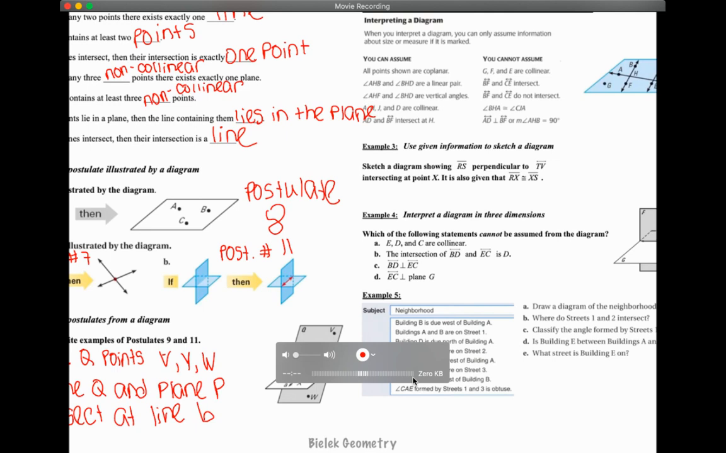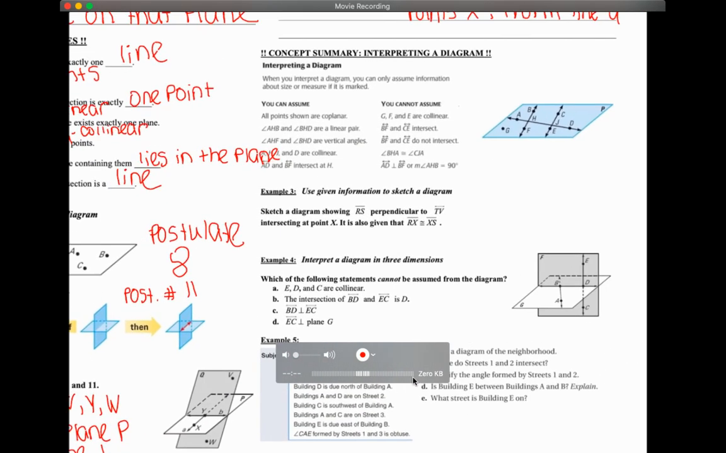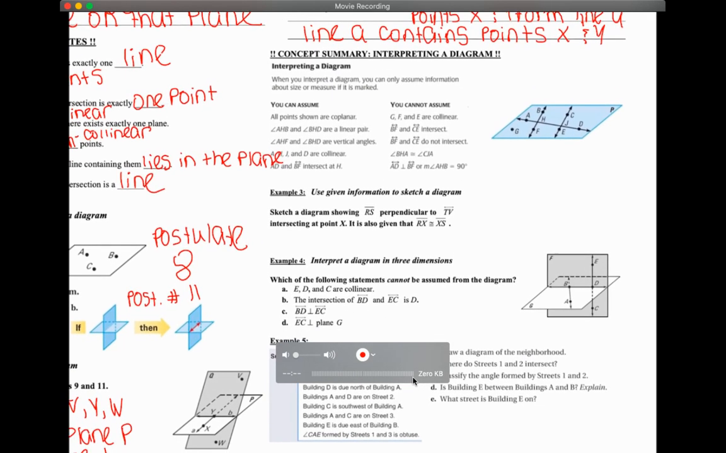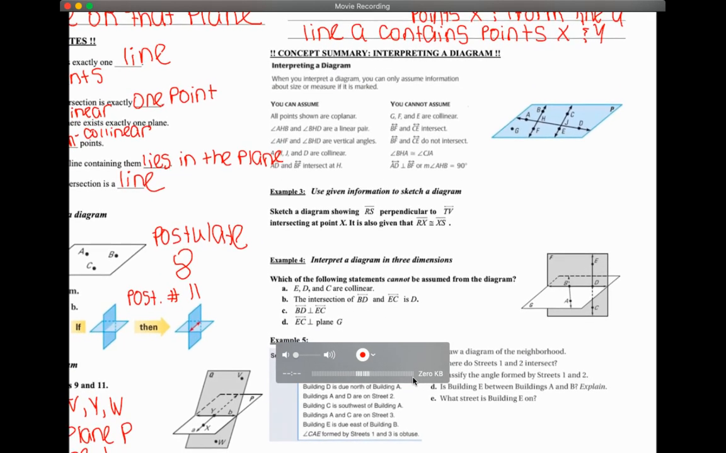So X and Y, yeah, it looks like those are the only ones shown in that example. So I'm just going to say, since we're doing postulate 6, line A contains points X and Y. So just the opposite. Okay, so just a quick summary here.